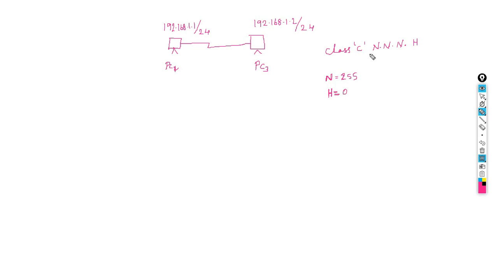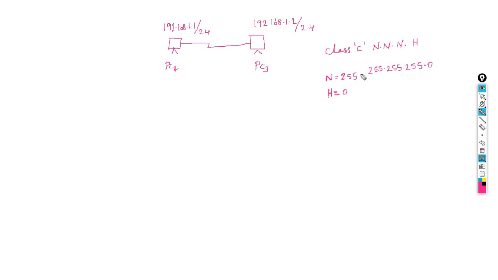If you want to represent this, how can we represent it? Wherever you have N, you will write 255. So we can write 255.255.255.0. This is the subnet mask of a class C. Later we are going to discuss it in detail. Now I just want to show you why we are using a router. To understand that, I am explaining this first, then we will go to the router.